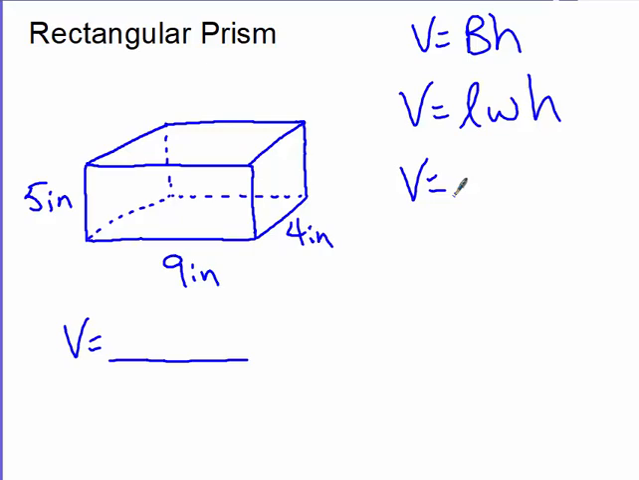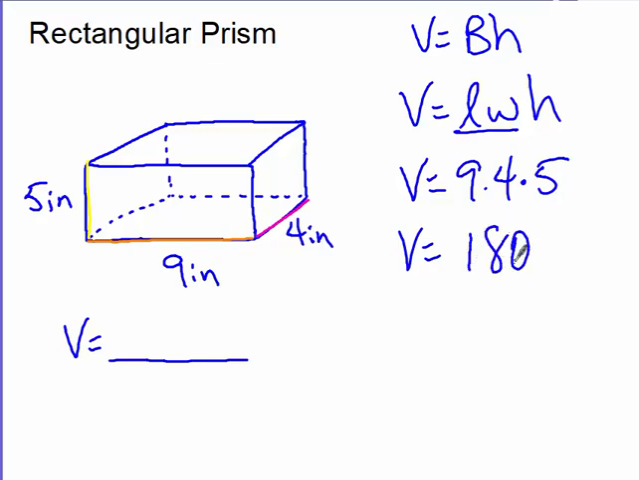So volume is equal to, now our length is this one right here. Our width is the 4. So we would have 9 times 4, and I like to think about these in terms of the base itself, and then I multiply that by the height of the figure. So in this case, times 5. All we do is go to our calculator, multiply 9 times 4 times 5 together, and you should come up with 180.